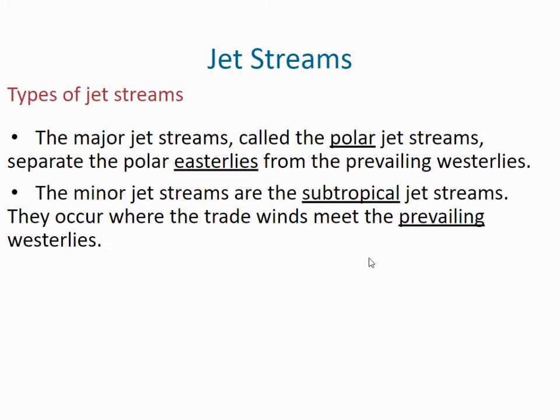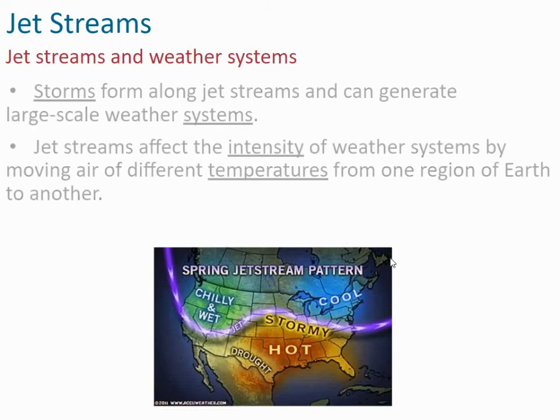There are subtropical and polar jet streams. Polar jet streams are separate from the polar easterlies. They are actually more towards the prevailing westerlies, so they are basically where the easterlies and westerlies meet. The other type is the subtropical jet stream. These are where the trade winds meet the westerlies.